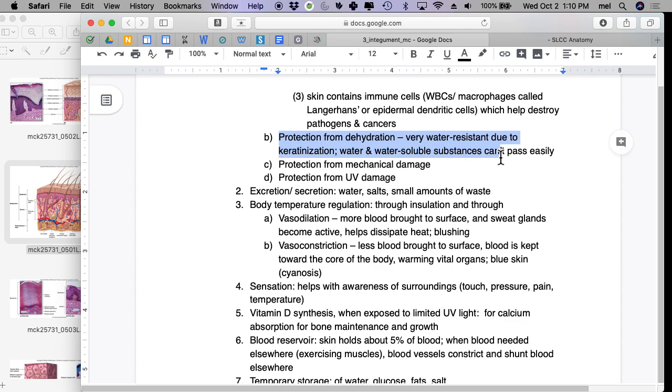It's not waterproof, it's water resistant, right? So you don't lose a whole lot of water accidentally via your skin. Now, sweating is different, that's on purpose. And you don't take in most water-soluble stuff through your skin.